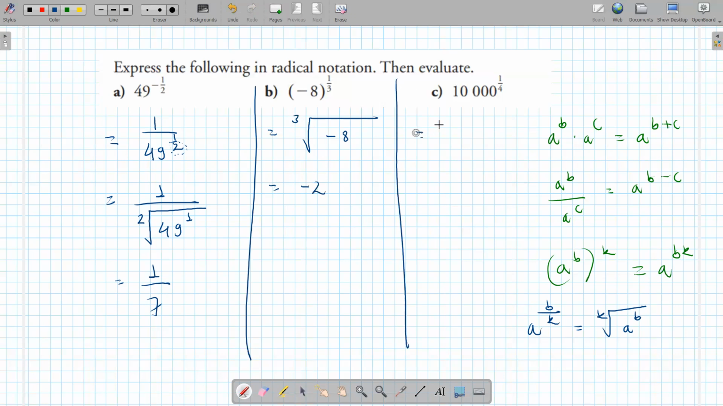Same idea here. This is going to be what? For part C, it's going to be the 4th root of 10,000, like that. Now, what's the 4th root of 10,000? Plug it in, it's going to be 10. And that's the answer to this question. In other words, look at this, 10 power 4. That's not the answer to this question, this is just on the side. 10 power 4 is 10,000.